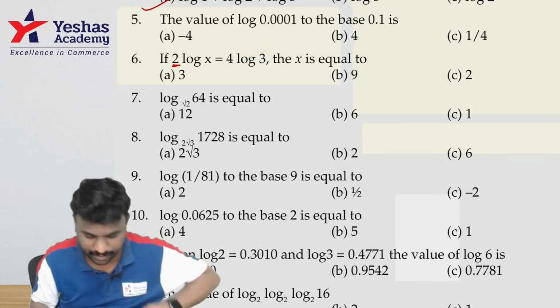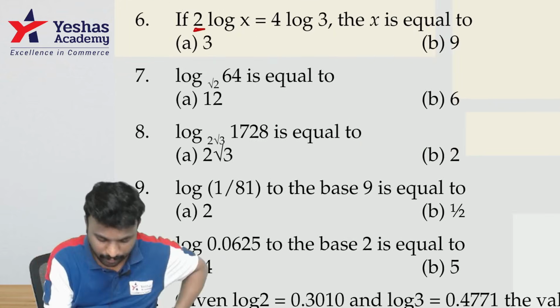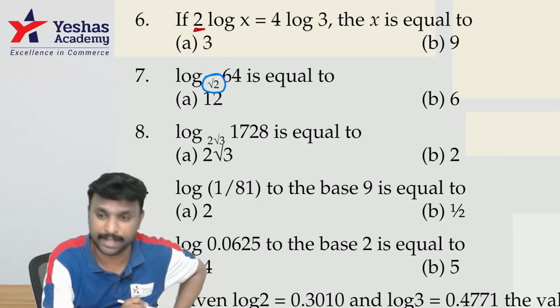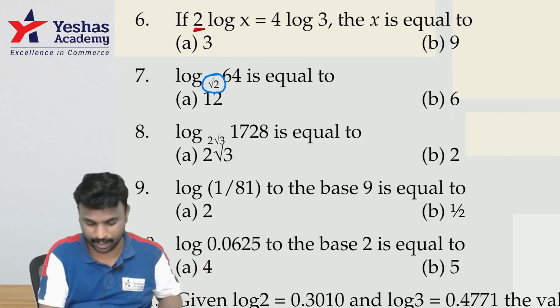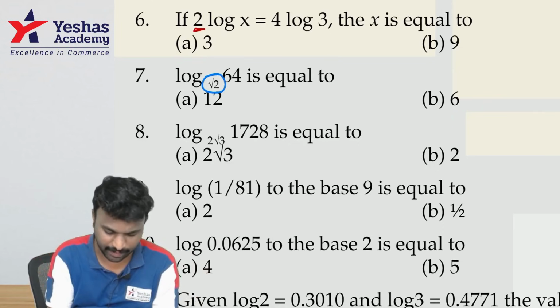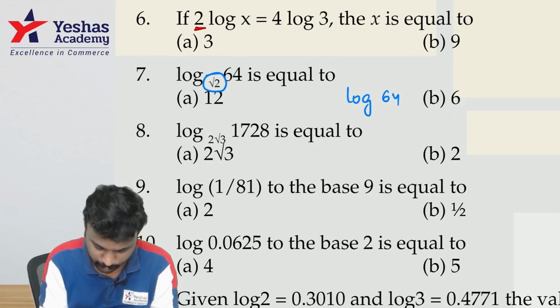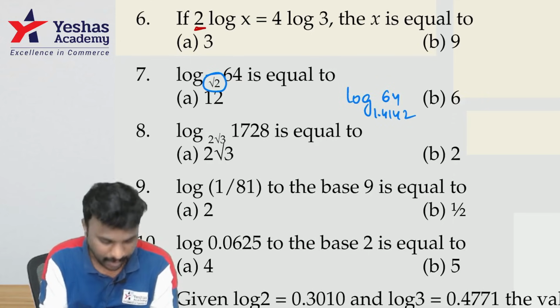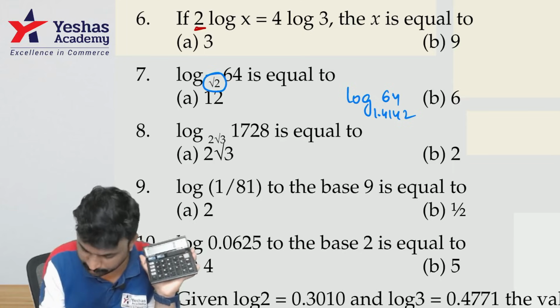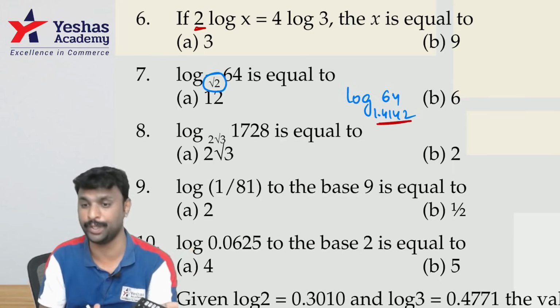Question number 7. Guys, I said, first of all, you have to feed the base in your calculator. Type root 2. See, how do you find the value of root 2? Type 2, press the root. You get the value of root 2 as, first of all, let me write it. The value of root 2 is 1.4142. Guys, now you have to freshly feed the value 1.4142 in the calculator.